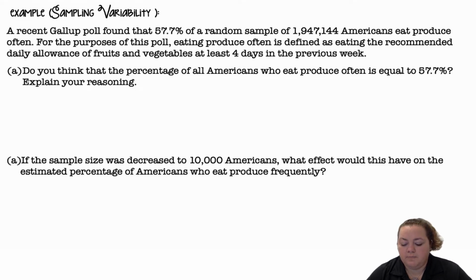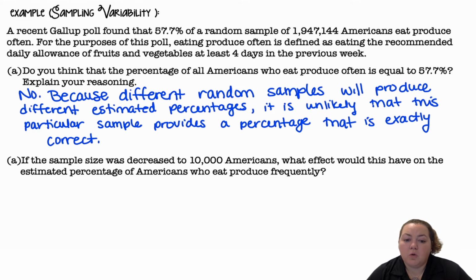Explain your reasoning. All right, so we're going to say no because different random samples will produce different estimated percentages. It is unlikely that this particular sample provides a percentage that is the exact correct answer. Okay, it's probably somewhere close to 57%, but that was just from one sample. If I did another sample of that same size, I would still get a different value, most likely.